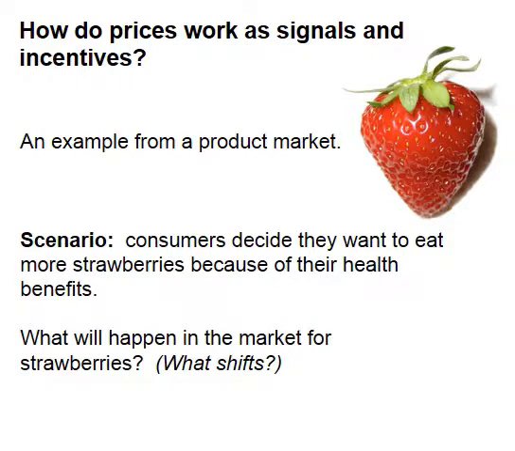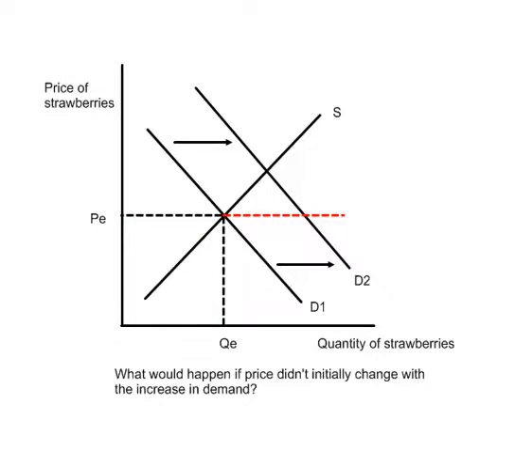So how do prices work as signals and incentives? We're going to look at this very specifically, from the example of a product market, being strawberries. Let's look at the scenario where consumers decide they want to eat more strawberries because of their health benefits. So what will happen to the market for strawberries? What shifts? Well, we know demand will shift to the right, that demand will increase. So we see that demand is shifting from D1 to D2.